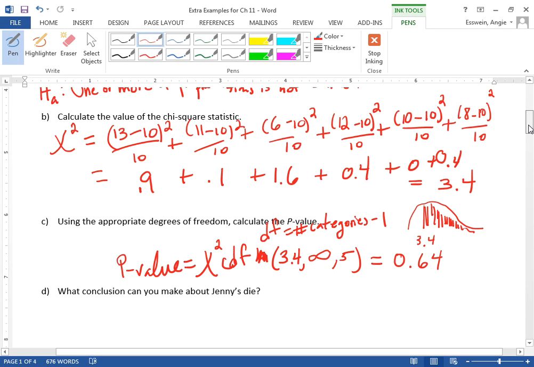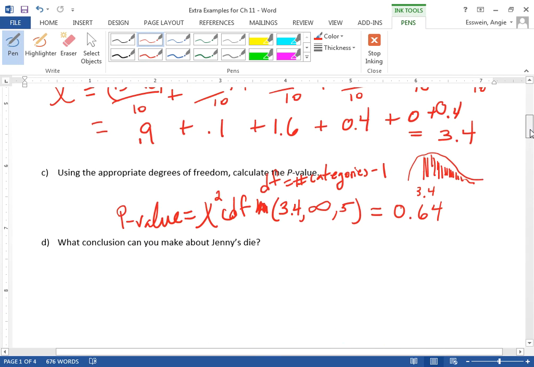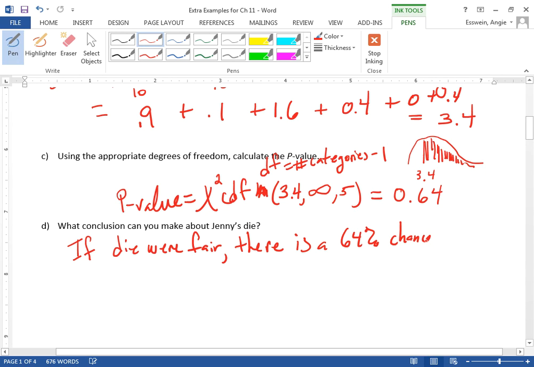So those of you that nodded, yeah, that's reasonable. It's definitely reasonable. There's a 64% chance that you could have gotten that outcome if we had a fair die. So we're definitely going to fail to reject H naught, right? So let me interpret this p-value for you. Remember, it's always assuming the null hypothesis is true, which means if the die were fair, there is a 64% chance we would get those observed results, which is really, really good. So we fail to reject H naught.